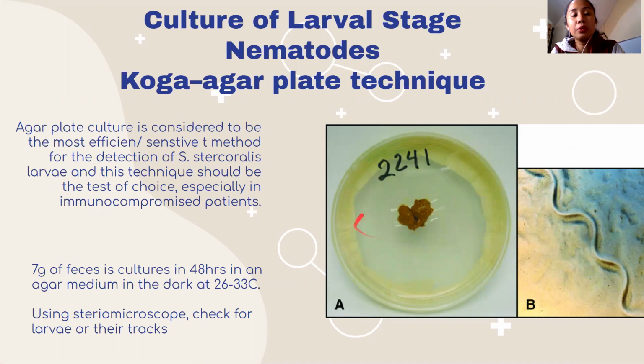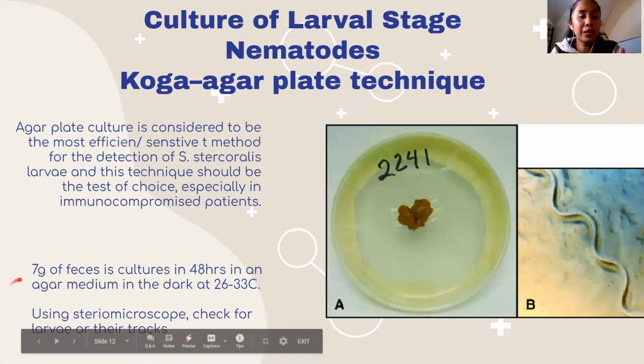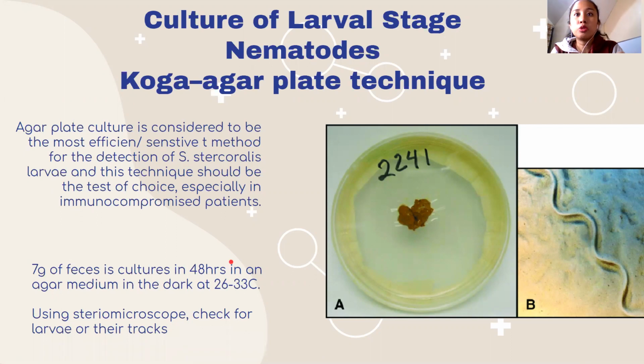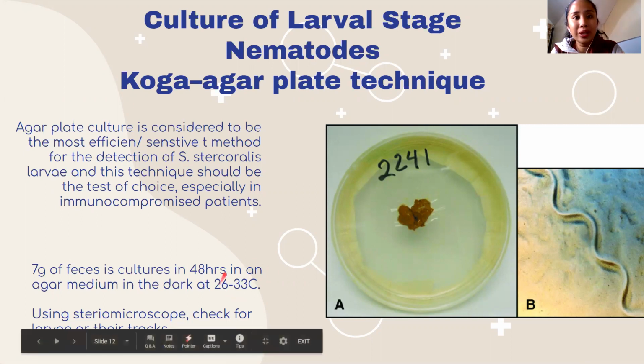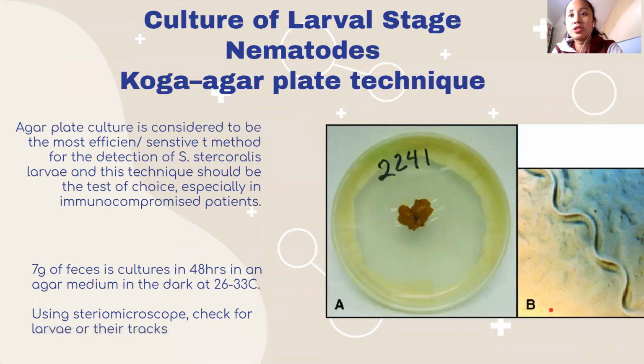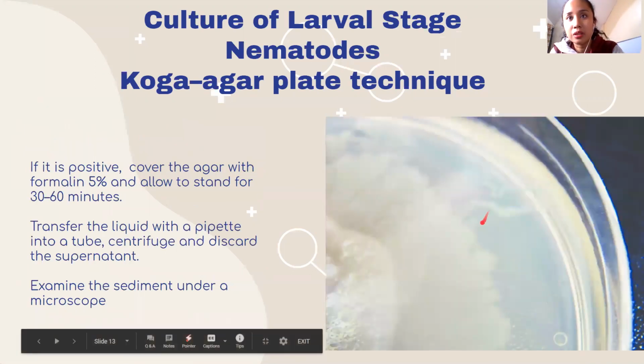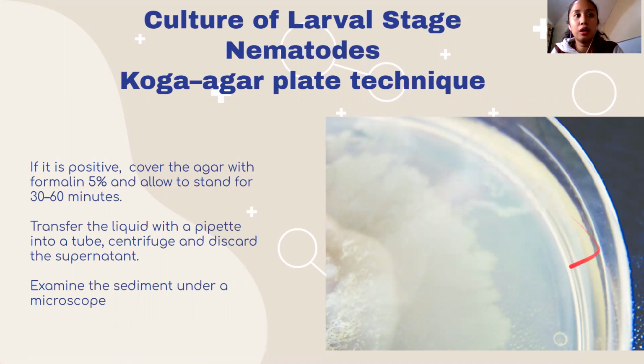Wow, okay. So here we're going to get an agar media. This is a special agar media. We're going to place 7 grams there, and for 48 hours, we will culture it in the dark at 26 to 33 degrees Celsius. Using a stereo microscope, check for larvae tracks. After 24 hours, check if there are larvae tracks, meaning the marks of the movement of the larvae.